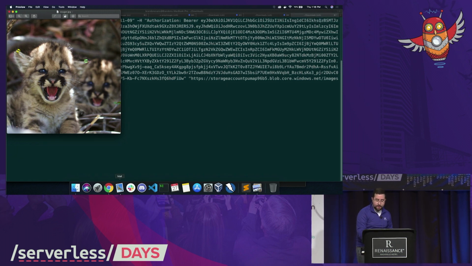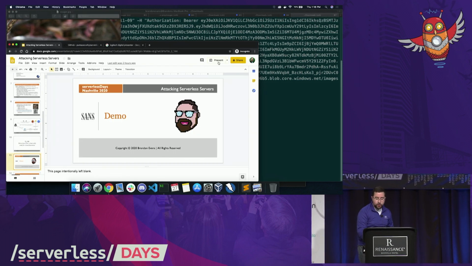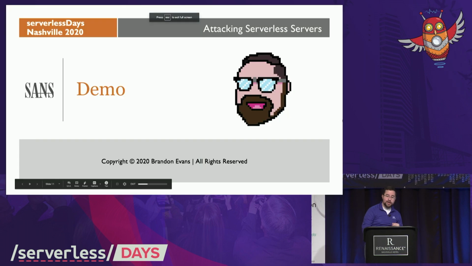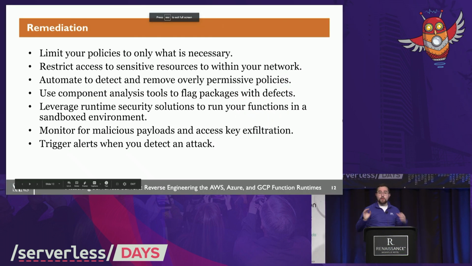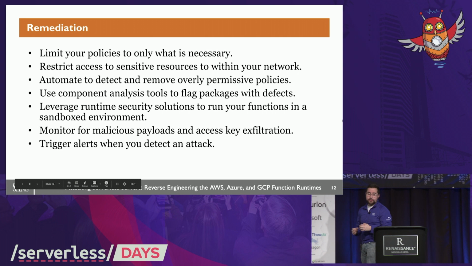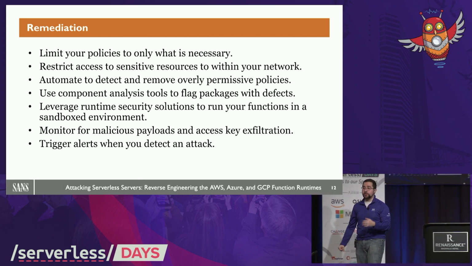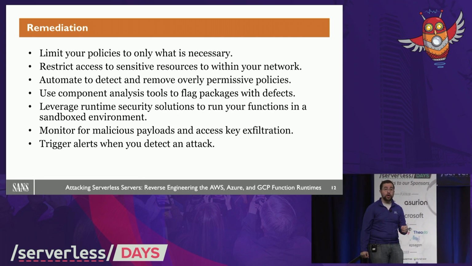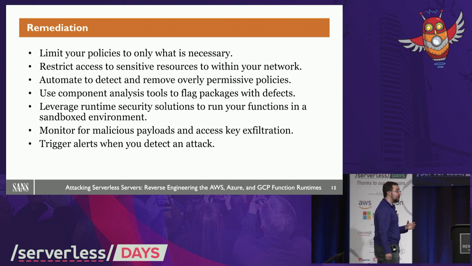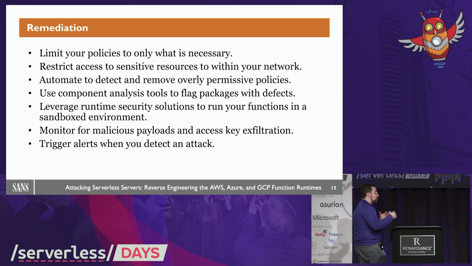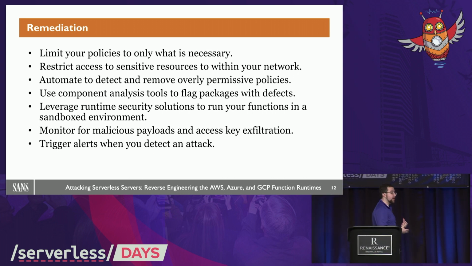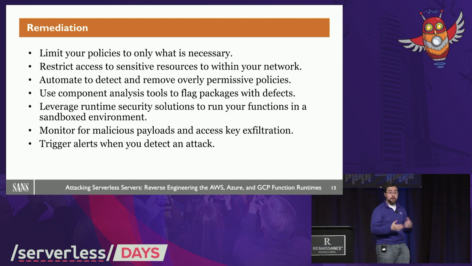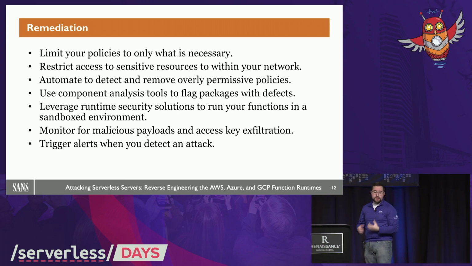So to wrap this up in the last minute, I'm going to give you a little bit of detail about the remediation steps. So the number one thing is limiting your policies. You should not give your functions more permissions than they need in order to get the job done. And the same thing goes for your network access. If there's a resource that doesn't need to be on the public internet or accessible by your function, let's lock it down. And a lot of this comes down to automation.